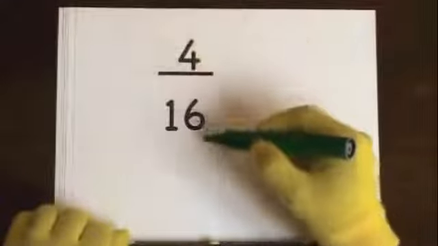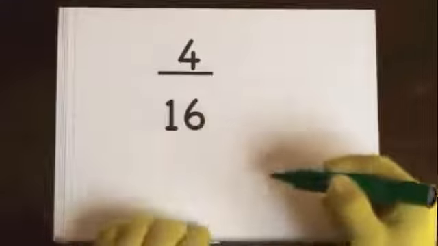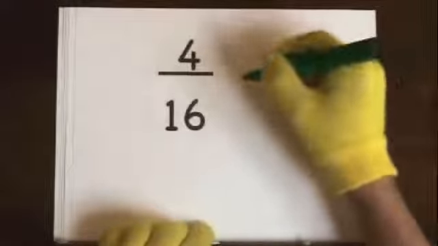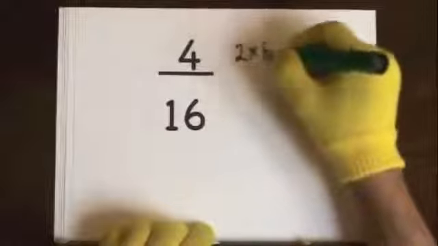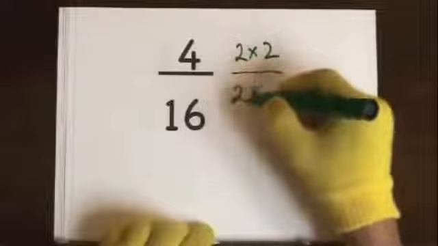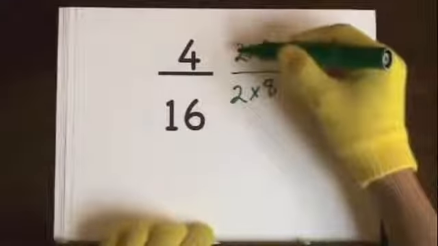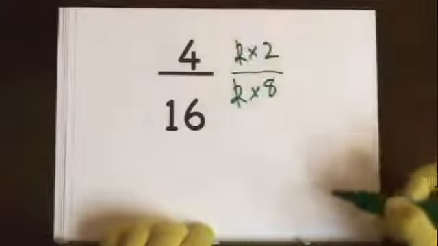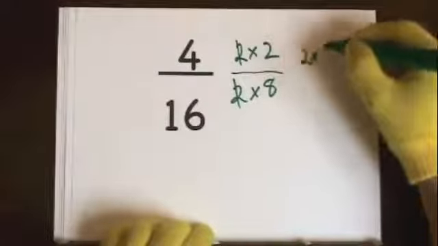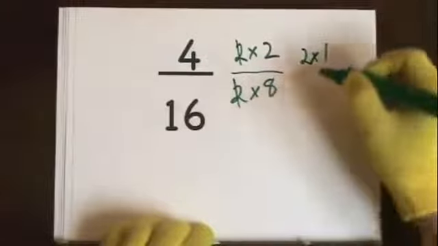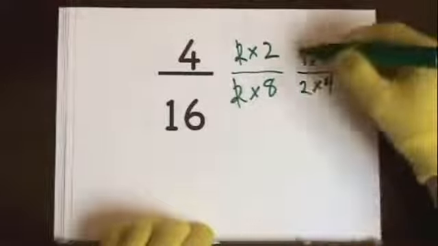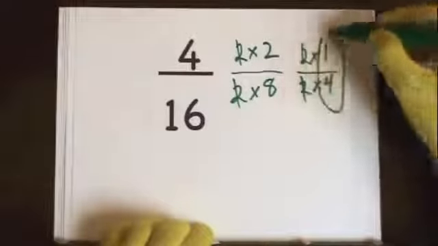Next up, 4/16. They're both even, so we'll just think of 4 as 2 times 2, and we'll think of 16 as 2 times 8. Cross out the like factors, and we're left with 2/8. But you can separate 2 into 2 times 1, and 8 into 2 times 4. Cross out the like factors, and you're left with 1/4.